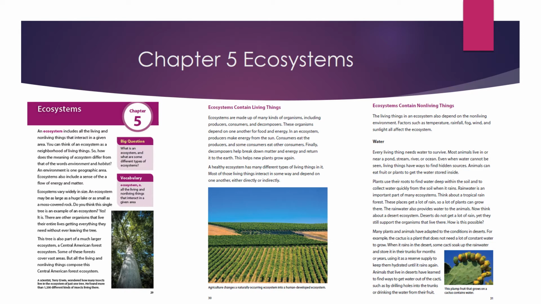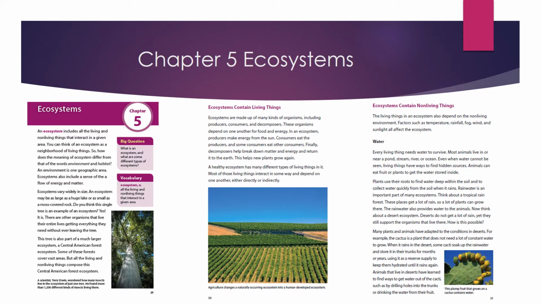Ecosystems contain non-living things. The living things in an ecosystem also depend on the non-living environment. Factors such as temperature, rainfall, fog, wind, and sunlight all affect the ecosystem. Water. Every living thing needs water to survive. Most animals live in or near a pond, stream, river, or ocean.